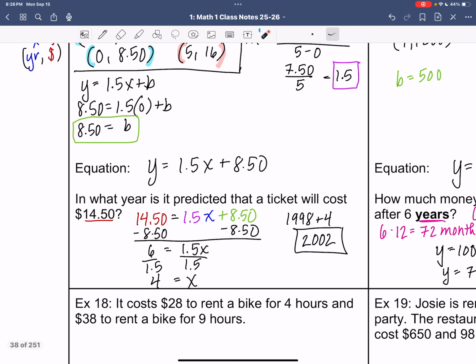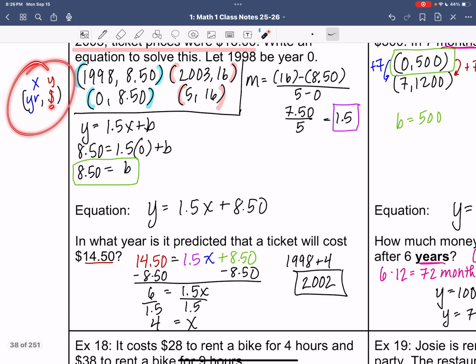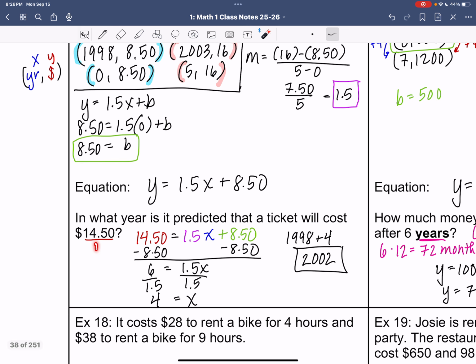So we want to know in what year is it predicted the ticket will cost $14.50. Well, we said that cost up here was going to be your y. So this is your y, so we're going to plug that into where your y variable is, and we're solving for x. So subtract 850 from both sides, that cancels out, and you're going to have 6 equals 1.5x. Divide both sides by 1.5, and you get x equals 4.